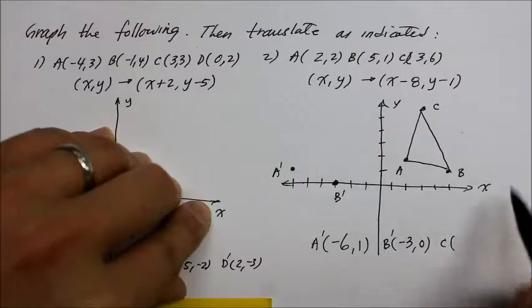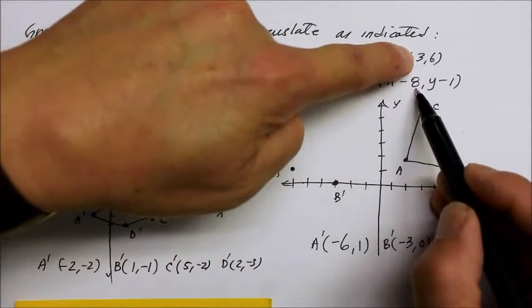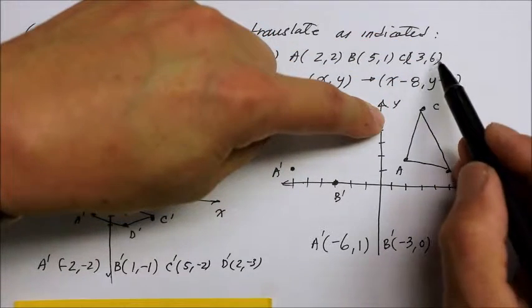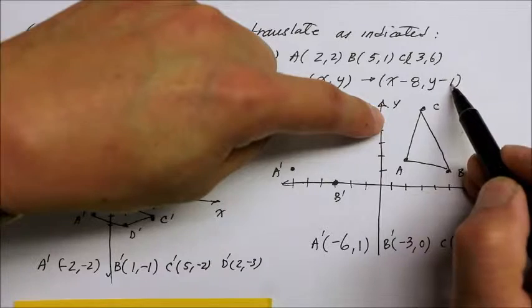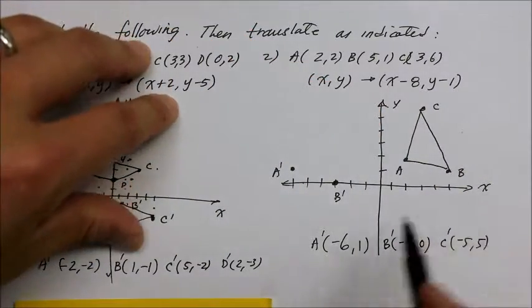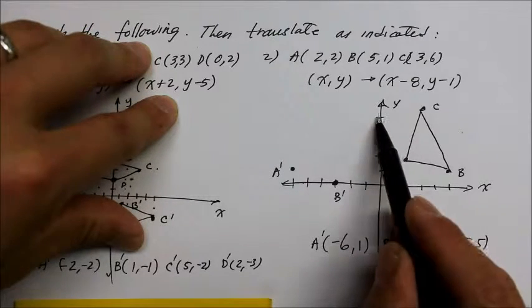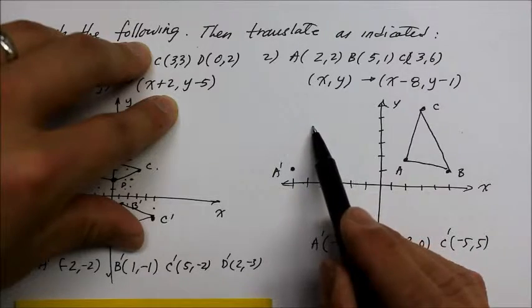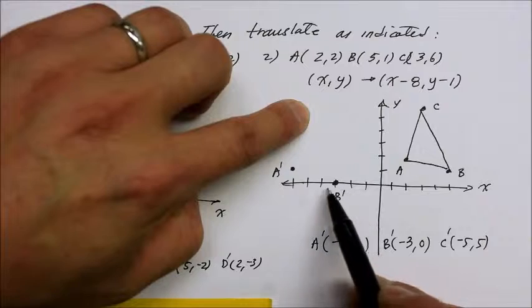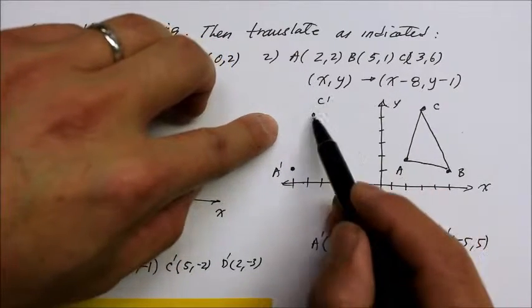And finally the C. Whatever the C is, which is 3 for the x, minus the 8, that's negative 5. 3 minus 8 is negative 5. And the y, 6 minus 1 is 5. There's your new location for the C prime. So 1, 2, 3, 4, 5. 1, 2, 3, 4, 5. It is going to be right there. I don't even know where I am. There I am somewhere. There's my C prime.